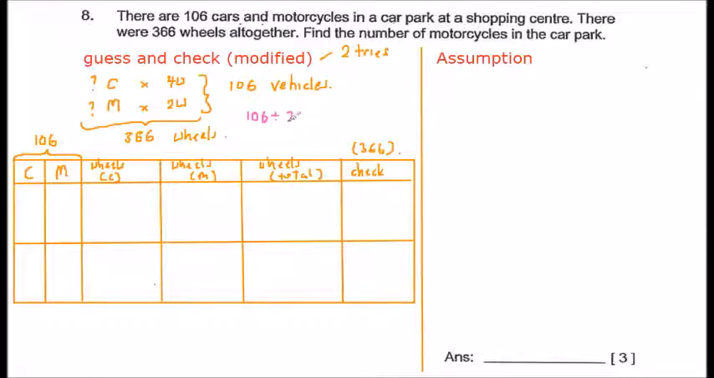So 106 divided by 2, we have 53. So we will start off with 53 cars and also 53 motorcycles. The number of wheels of the cars will be 53 times 4. We have 212. And the number of wheels of the motorcycles, we have 53 motorcycles, so we times 2. We have 106. So the total number of wheels is 212 plus 106, which is 318. But we need 366. So of course the first check is wrong.